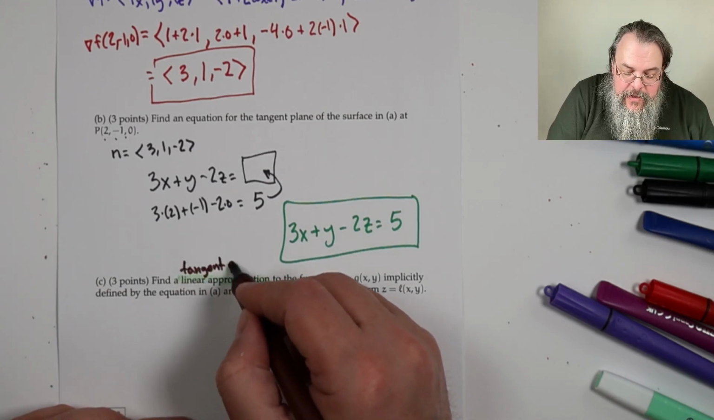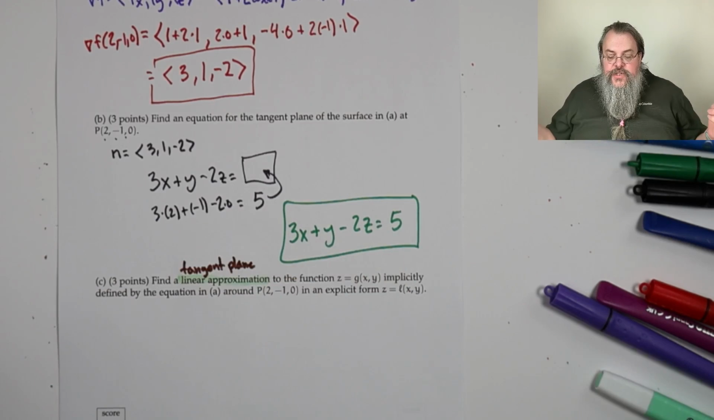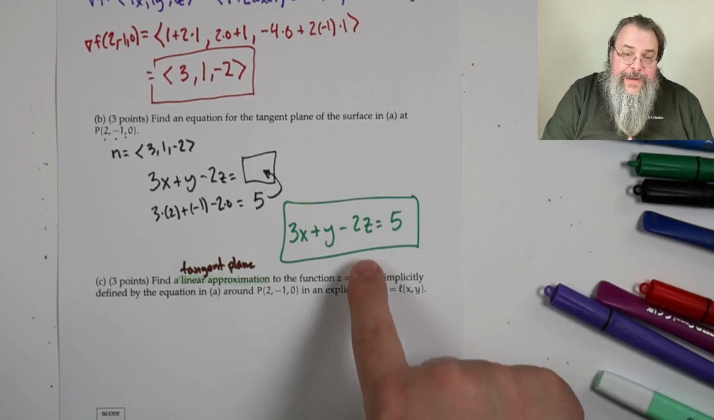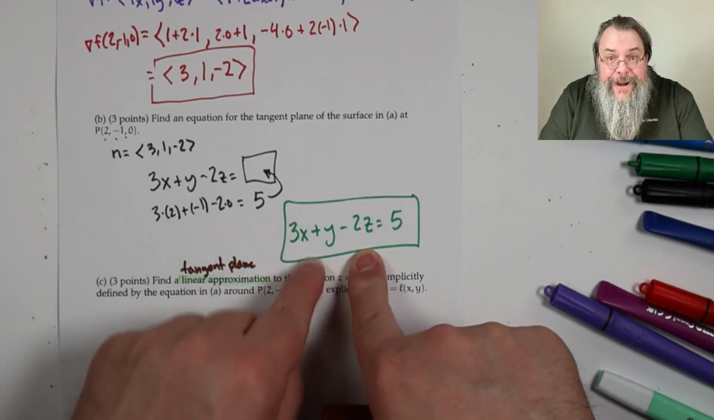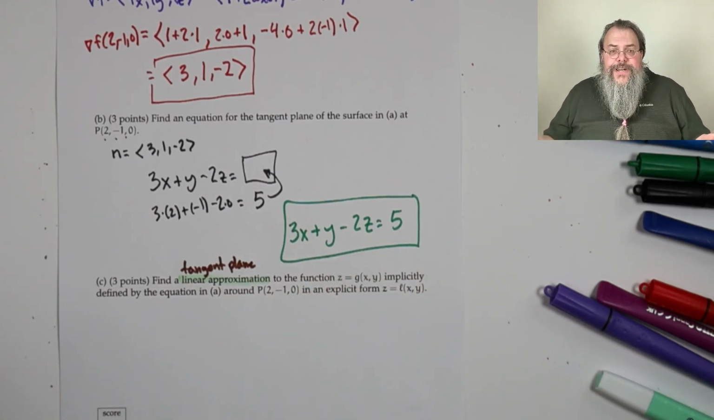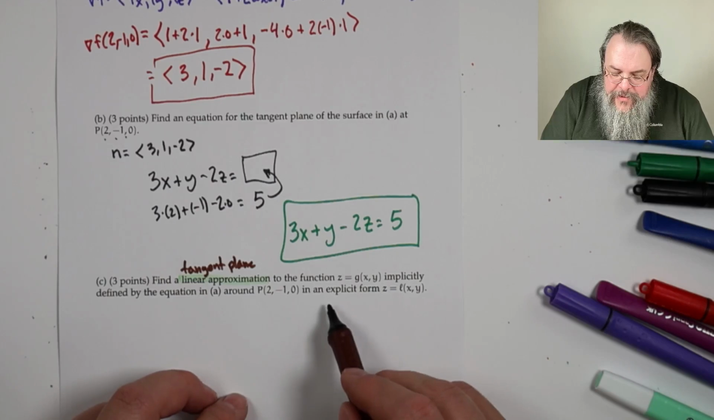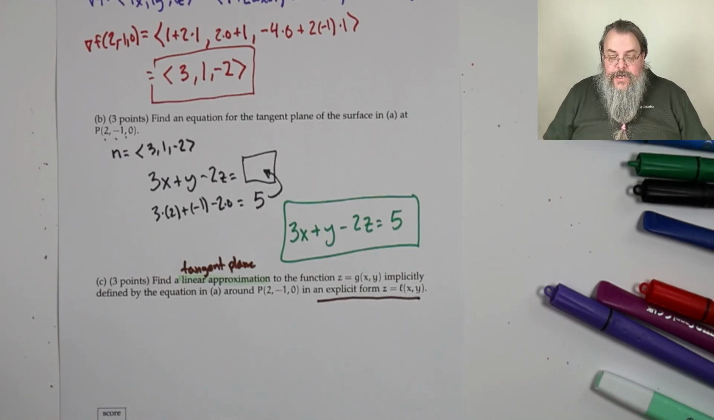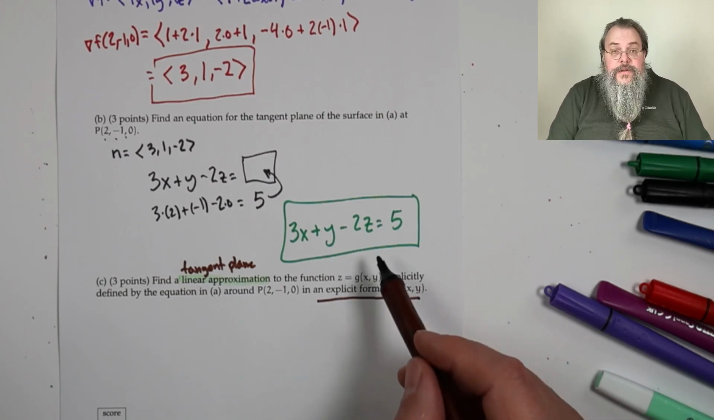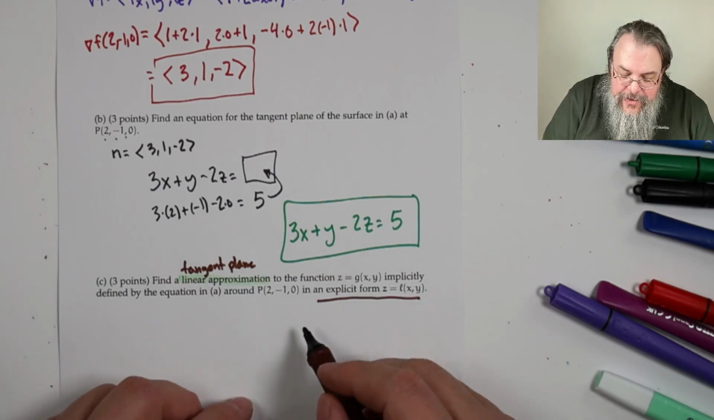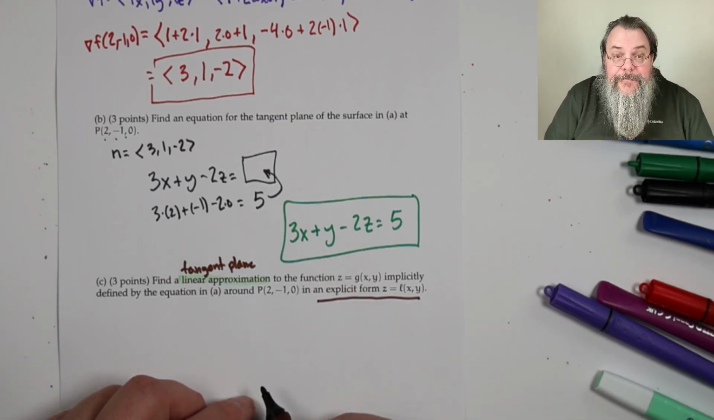Okay, great. So when it says find a linear approximation, it says you're trying to find that tangent plane. And we say, well, wait a second. We found our tangent plane. It's right there. So how are we not done? Well, it says we have to do it in the form z is some function of x and y. So we're going to solve for z. And that's a plane. So you just want us to take our tangent plane and solve for z. So let's do that.